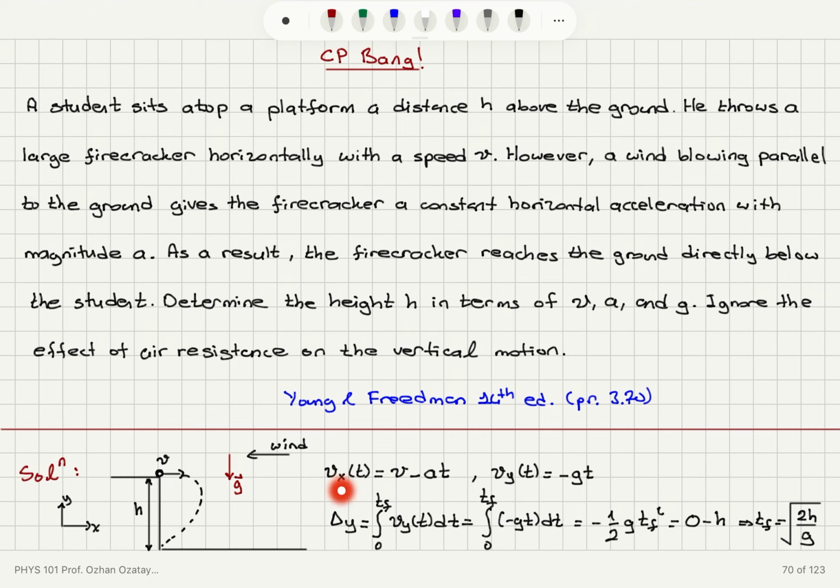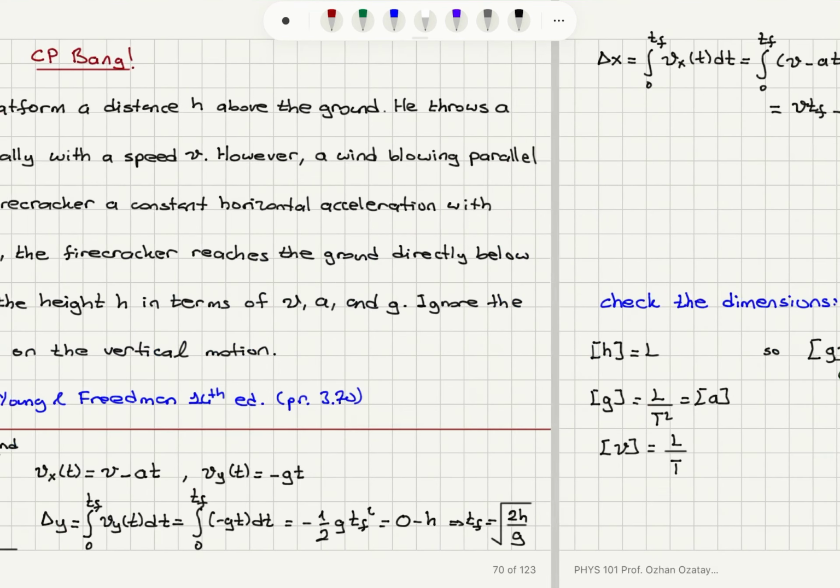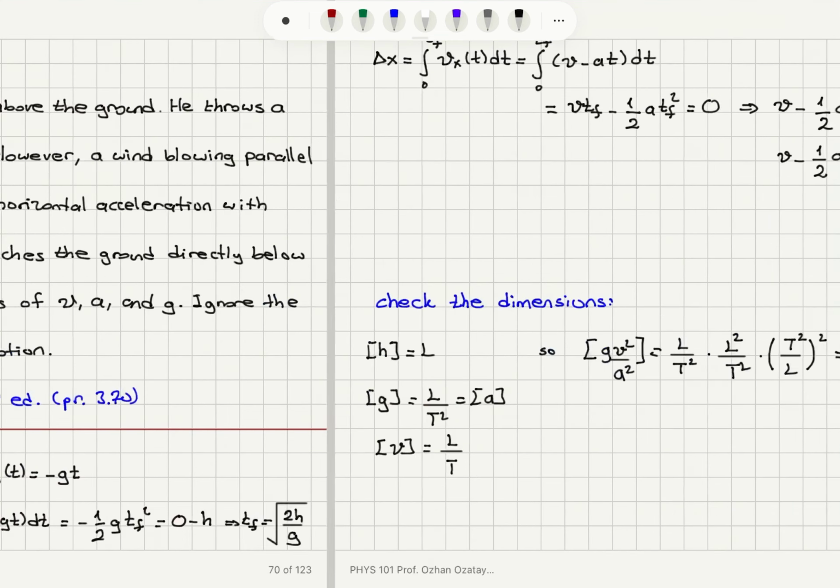So I look at the x component of velocity, which is v minus at because it has an acceleration to the left hand side, and the y component of velocity is minus gt because I have gravitational acceleration. The displacement on the y-axis is minus h, the displacement on the x-axis is 0. The displacement on the y-axis is the integral from 0 to time of flight of vy(t) dt. So from this I obtain time of flight as square root of 2h over g.